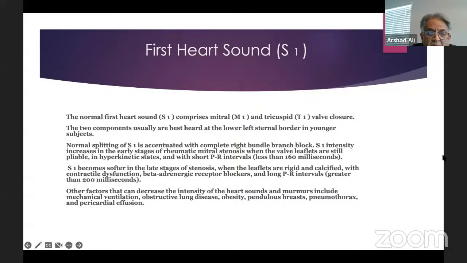Now, other factors will muffle the sounds, like if somebody is on mechanical ventilation, COPD, obese people, pneumothorax and pericardial effusion. They can muffle the heart sounds, and you may not be able to auscultate them clearly.